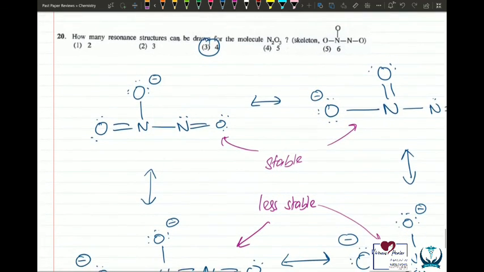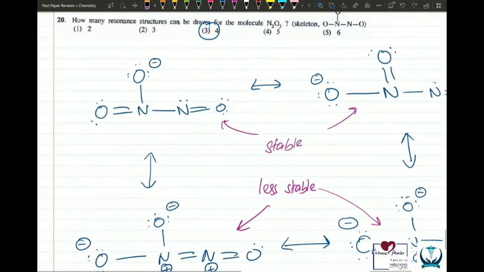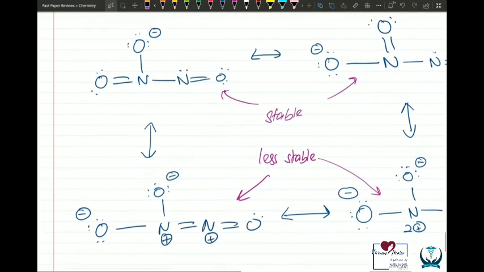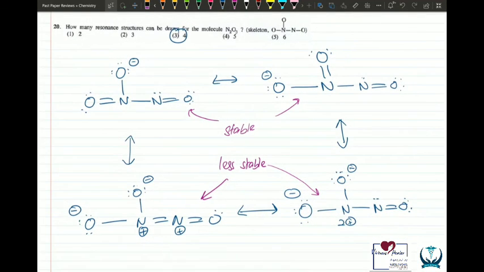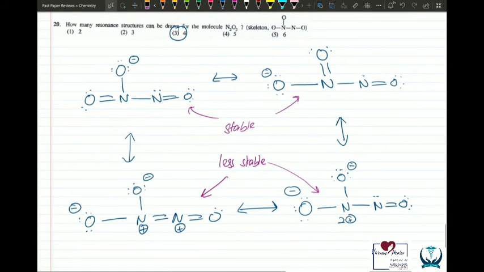Question number 20. How many resonance structures can be drawn for the molecule N2O3? The skeleton is given here. So these are the 4 structures that can be drawn. We have 2 stable structures at the top and 2 less stable structures at the bottom. Even though the 2 at the bottom are relatively less stable, they can somewhat exist because the negative charge remains on the oxygen atom, even though there is a high charge distribution.